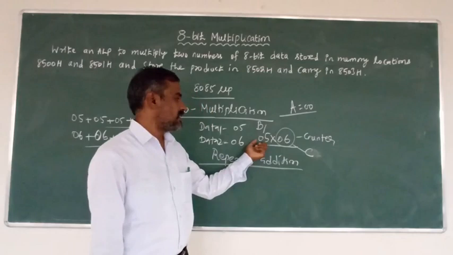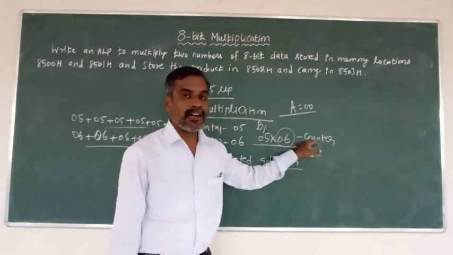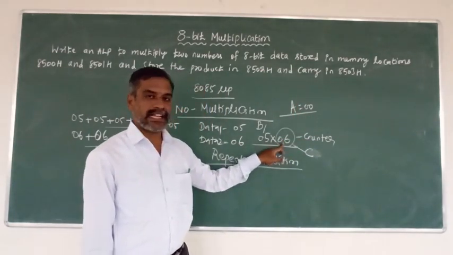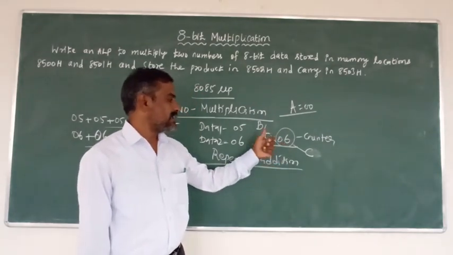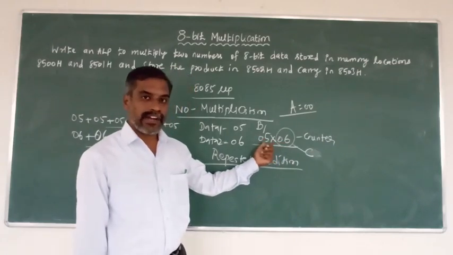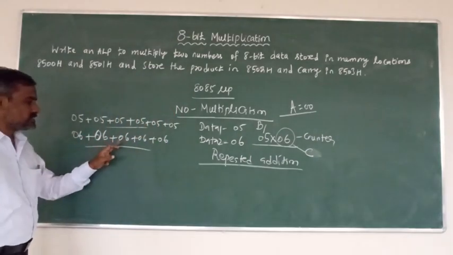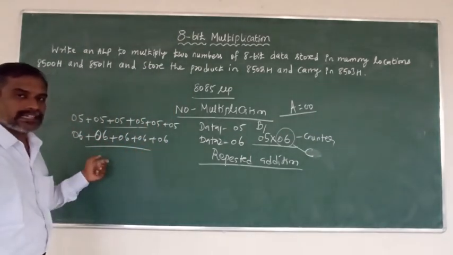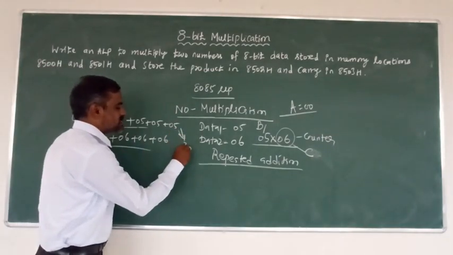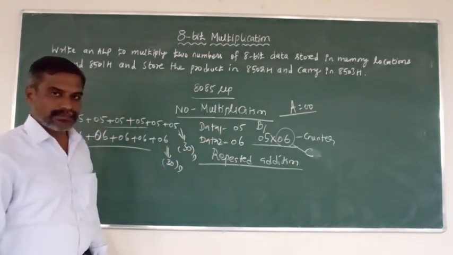Suppose the 05 data is added 6 times, with 06 as the counter. Or the 06 data we can add 5 times, with 05 as the counter: 06, 06, 06, 06, 06. We add 06 five times, and now we get the same result. This is 30 in decimal.